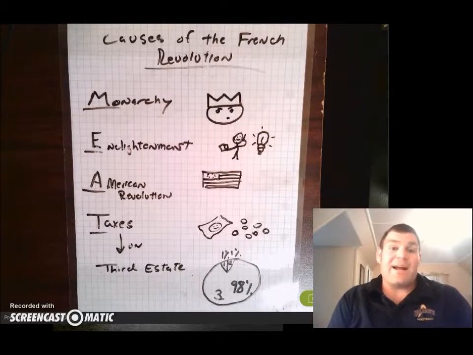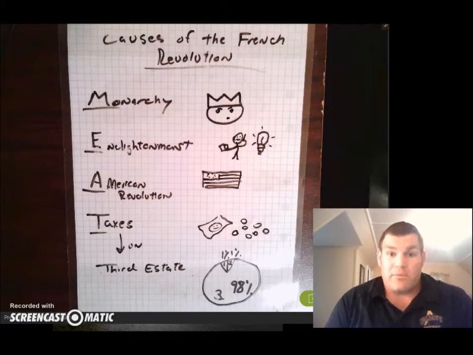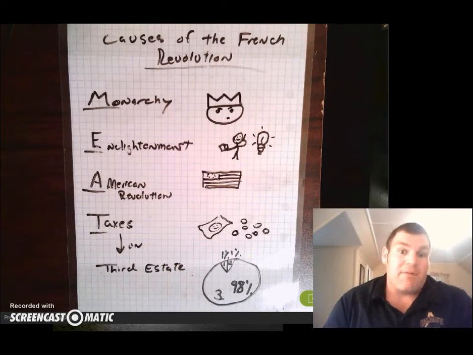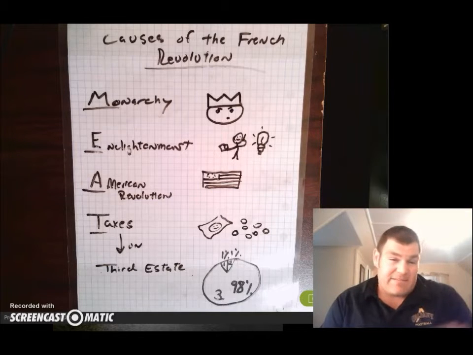Today we're looking at a quick guide to the cause of the French Revolution, and the word I want you to remember for that is M.E.A.T. All these ideas that caused the French Revolution will help you remember this moving forward. But monarchy, enlightenment, the American Revolution, and taxes on the third estate. So let's look at each segment individually.